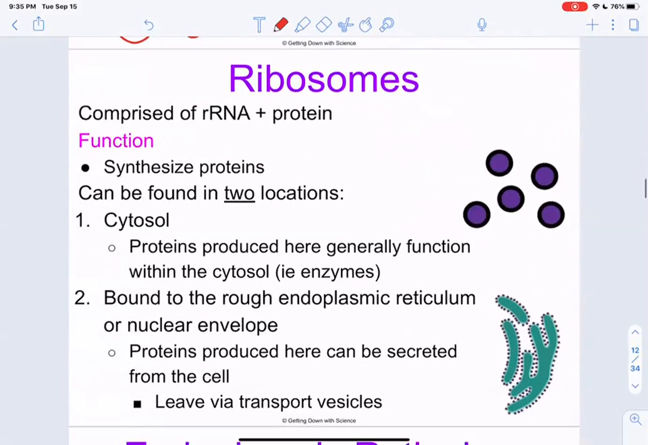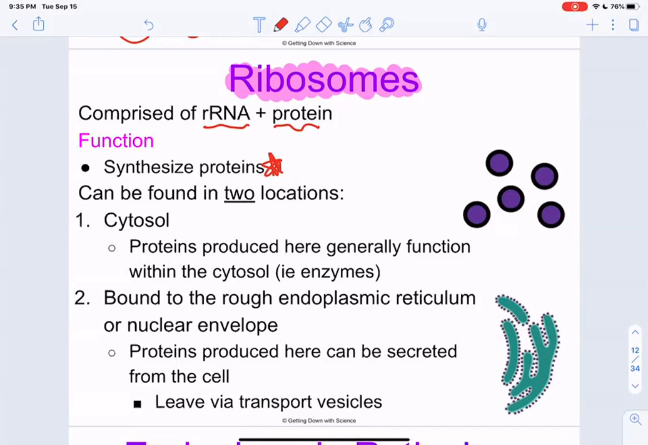So ribosomes, we've been talking about them so much. I'm going to highlight them again. I think they are so important. What are they made out of? They're made up of RNA and protein. What do they make? They make proteins. Their job is to make proteins. That's super important. So we should know what they're made of and what they do.